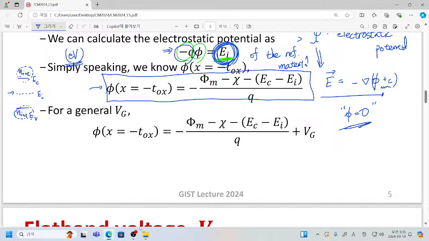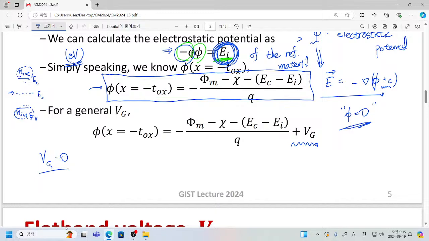Okay, and up to now we have thought about the case where the gate voltage equals 0. However, if we have a non-zero voltage, then obviously we have an additional factor coming from the applied gate voltage. So are you all with me? So you can do it.